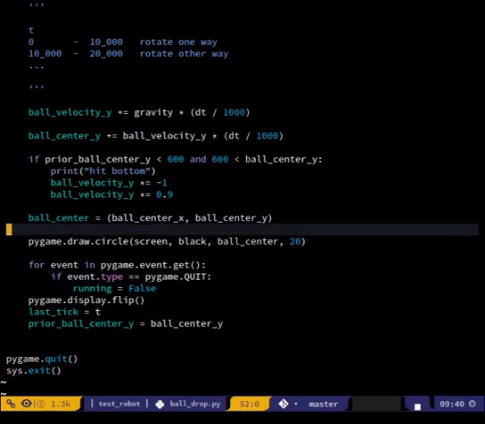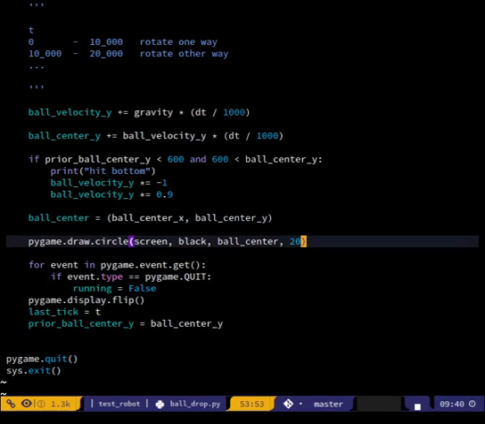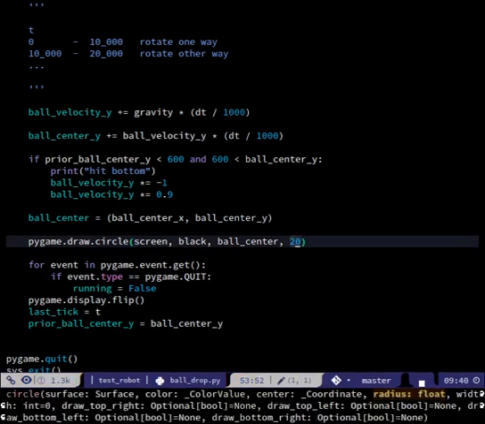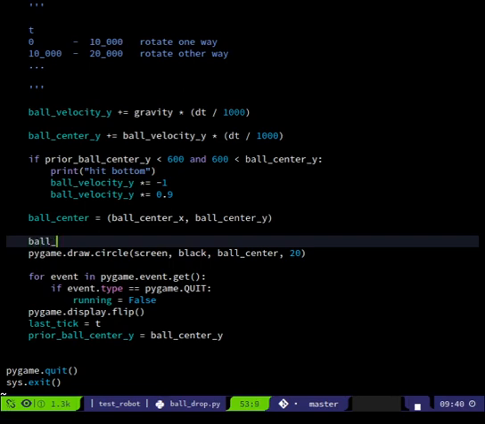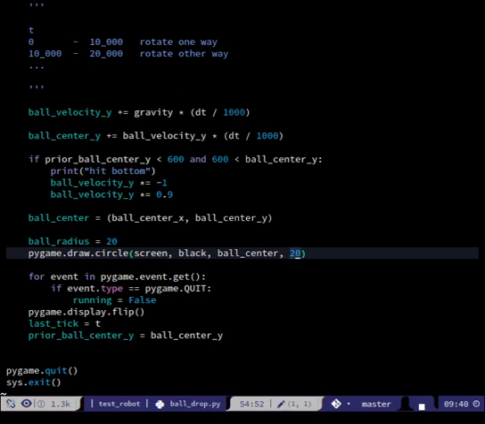Okay. We could, instead of putting the number 20 here, do something like ball radius equals 20, and then put ball radius here. Oh, that is definitely the radius then. Okay.